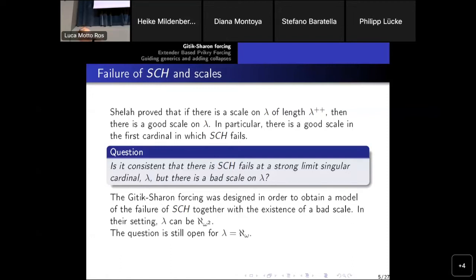By the way, in those settings, they can also add in the failure of SCH, and I hope to get to this also in this talk. But they can only make the singular cardinal to be aleph omega squared, for reasons that will be clear once we get there. They couldn't get to lambda equals aleph omega, and this is still open. It's still open whether SCH can fail at aleph omega while there is a bad scale in aleph omega plus 1, even a negation of weak square.